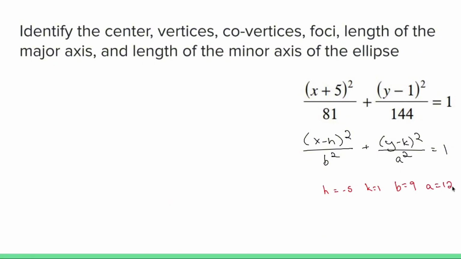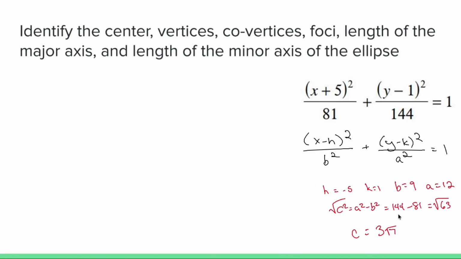A is 12. Now we also know with ellipses that c squared is going to equal a squared minus b squared. A squared was 144. B squared was 81. 144 minus 81 is 63. So in order to find out what c is, you square root that. That's the square root of 9 times 7, so that cleans up to 3 times the square root of 7.